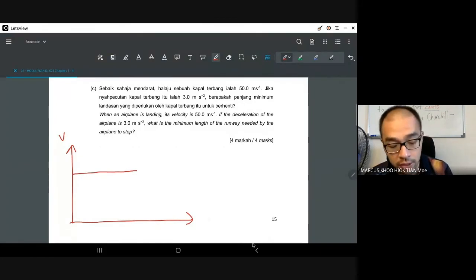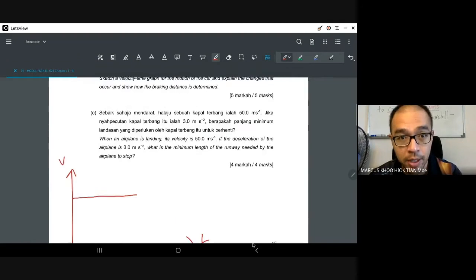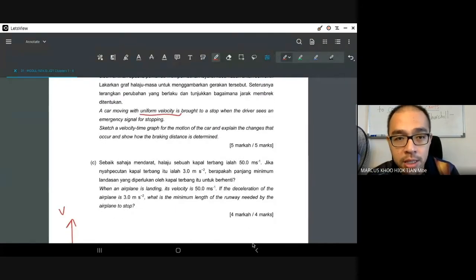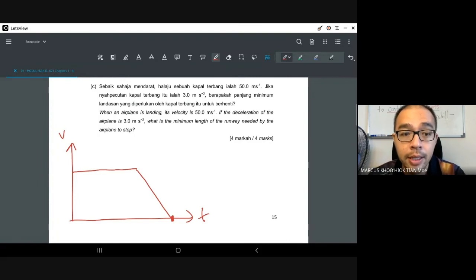Okay, not changing velocity. Is he moving? Yes, he's moving, but he's just moving with the same velocity. Okay, it's brought to a stop when the driver sees an emergency signal for stopping. So finally, it stops. Okay, so this is the shape of the graph that we are thinking about. It will be like that.